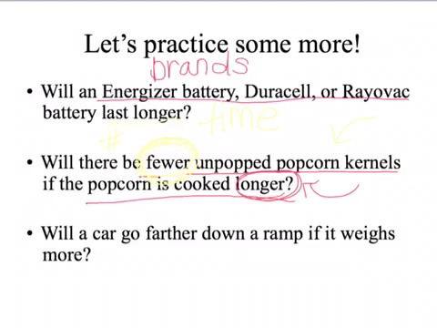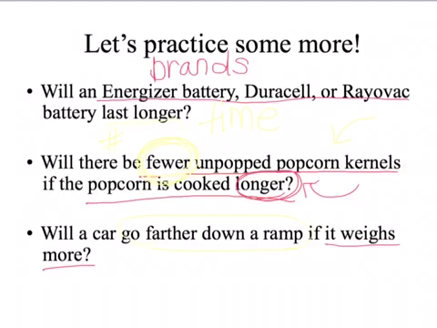All right, let's take a look at the next question. Will the car go farther down a ramp if it weighs more? What am I changing? This was tricky too because "weighs more" is here. But what am I measuring? Farther down a ramp. So you can see questions aren't always written so that you have to have the independent variable first and the dependent variable last. The most important thing is that both are there and it's obvious what they are.